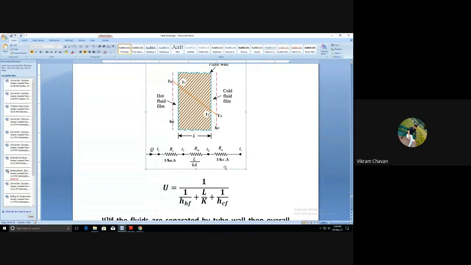Okay, so if you add up all the resistances, then you will get the summation of total resistance. You will get 1 divided by h suffix HF multiplied by A plus L divided by K multiplied by A plus 1 divided by h suffix CF multiplied by A. And if you take the 1 upon A common and shift it to the numerator side, then whatever the term will remain there, that term is called U. That term is called U, that is nothing but overall heat transfer coefficient. So this is about the wall case.